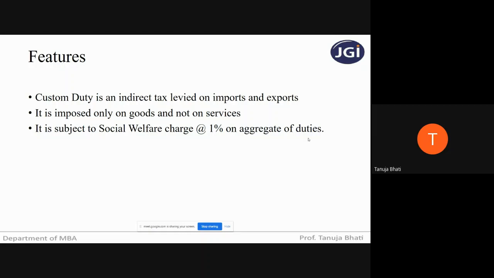Similarly in customs duty, once all the duties are calculated, we take a total of all the duties, that is called aggregate of duties, and on that, at the last, we charge social welfare charge at the rate of 1%. So remember, students, social welfare charge is always charged at the rate of 1% on aggregate of the duties, for the welfare of the public. So are these features of customs duty clear? Yes, ma'am. Okay, now let us move ahead.